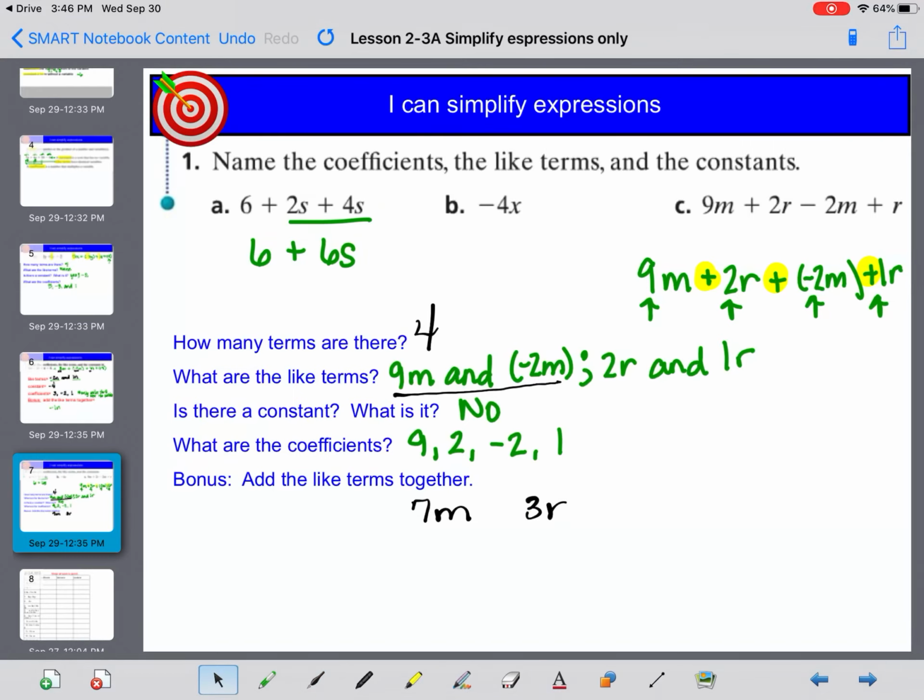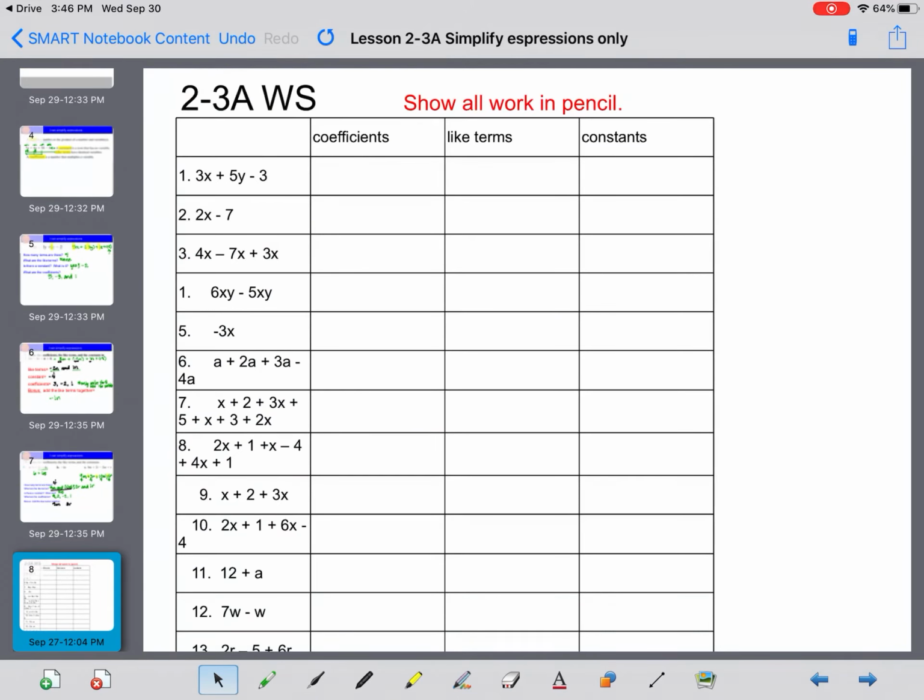Okay, we have identified parts of our expression today, and so that's where we're going to leave it. Your homework is this worksheet, 2-3a. Make sure that the first thing you do is write your coefficients here, then write your like terms here and your constants here. If you have a subtraction problem, I would strongly suggest that you rewrite them as adding the opposite. So for number 2, I would write 2x plus negative 7. For number 1, I would rewrite that as 3x plus 5y plus negative 3, and then go ahead and fill in the 3 columns that follow.